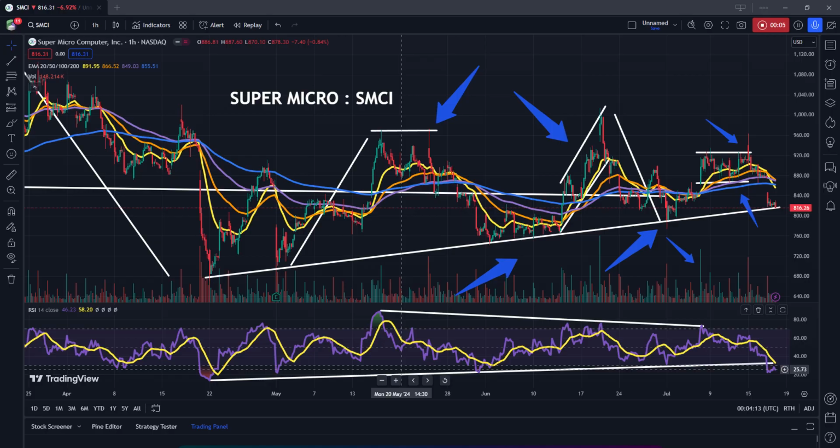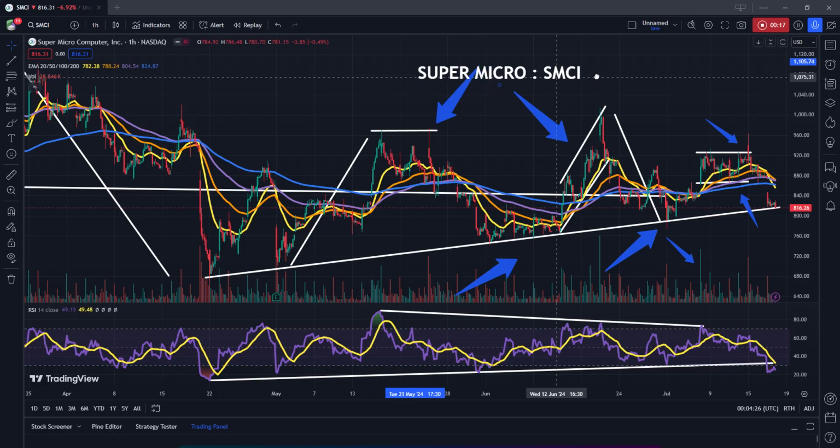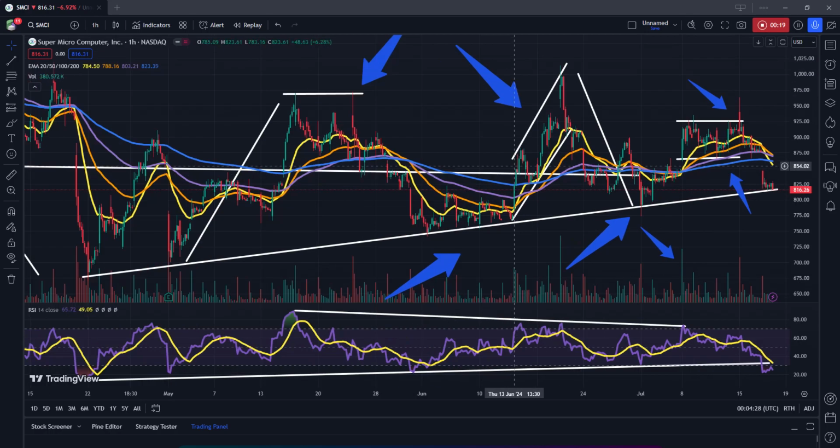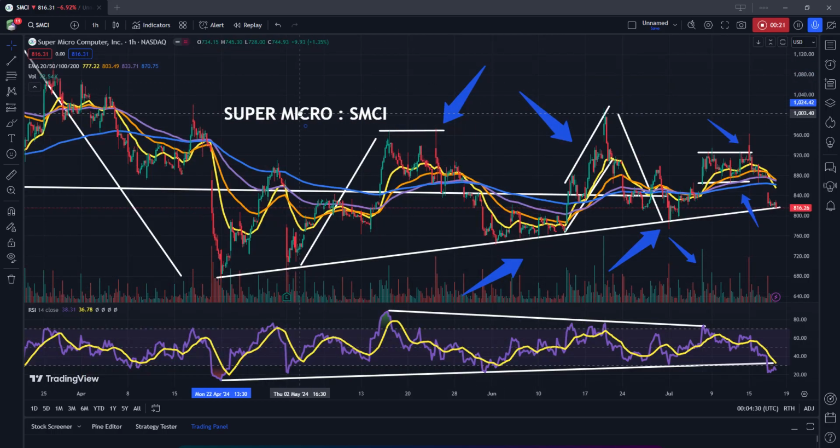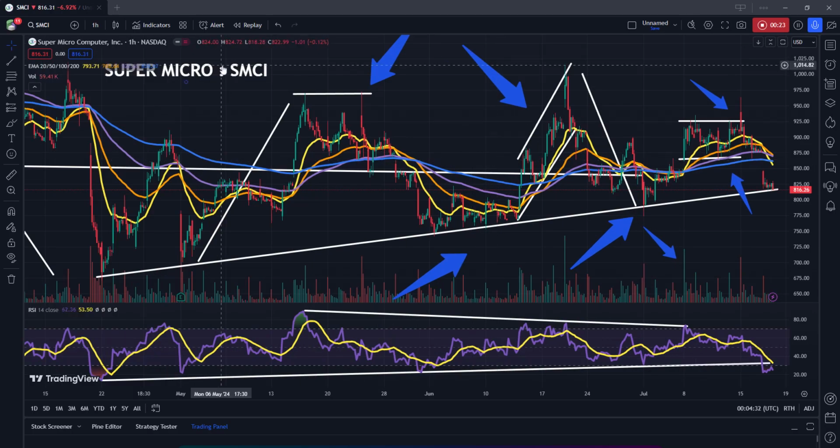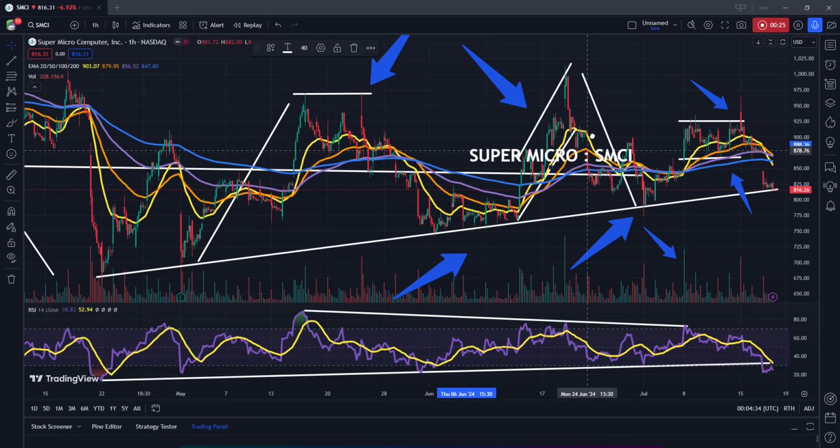Here we have the hourly price chart for Supermicro Computer Incorporated, stock ticker SMCI. Okay, so here we're starting to see some very, let's call it interesting price action. We're starting to see some two-way price movements that really do suggest that we could be in the process of forming some false breakouts.